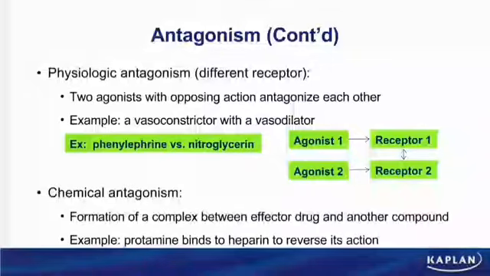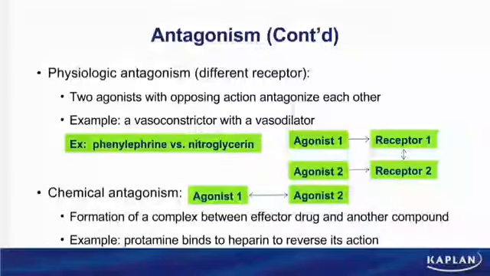Our third example is called chemical antagonism. Chemical antagonism is where you have two drugs that actually bind to each other. There are no receptors involved in this interaction. So what you're seeing is a drug-to-drug complex, like you see with protamine binding to heparin. Two drugs acting to bind directly to each other independent of receptors. This is what our chelators do as well. Metal chelators bind up the metal independent of acting through a receptor.